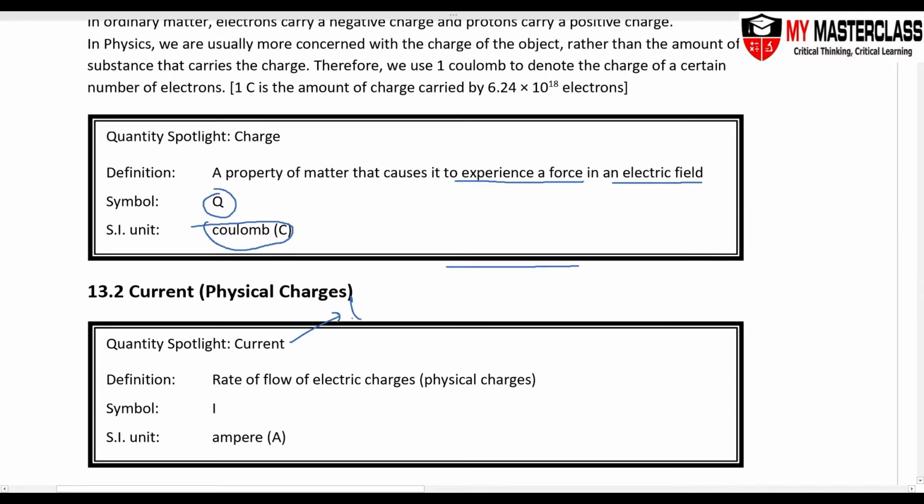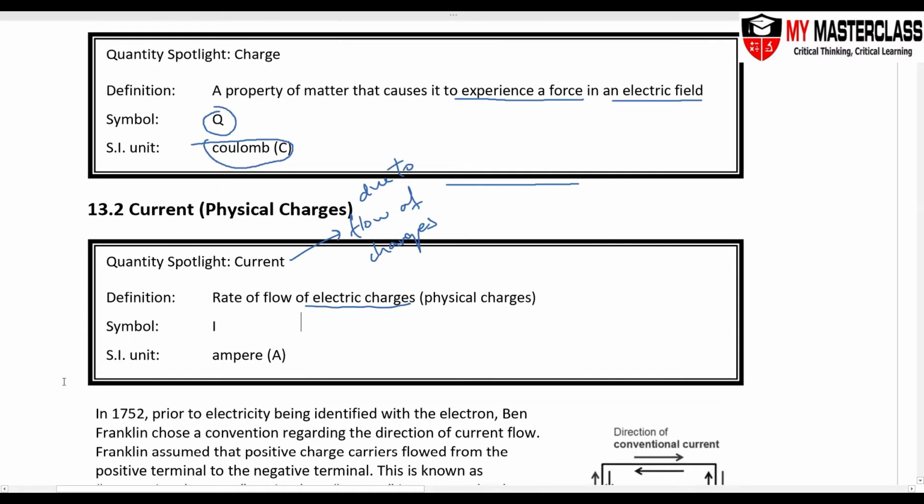So this is the flow of charges, right? Due to the flow of charges, you have what is known as current. Current is defined as the rate of flow of electric charges, and the symbol is I, the SI unit is amperes.